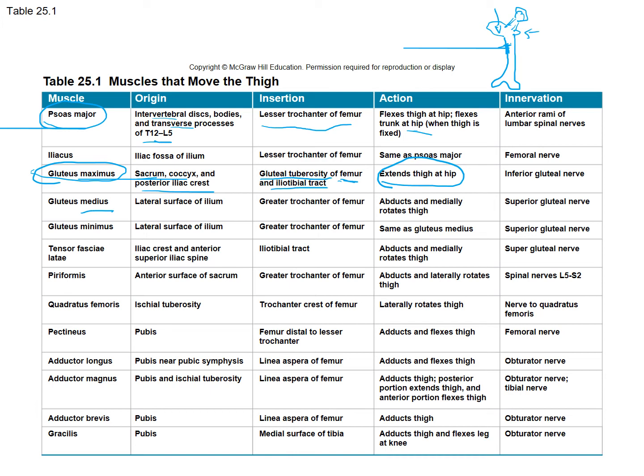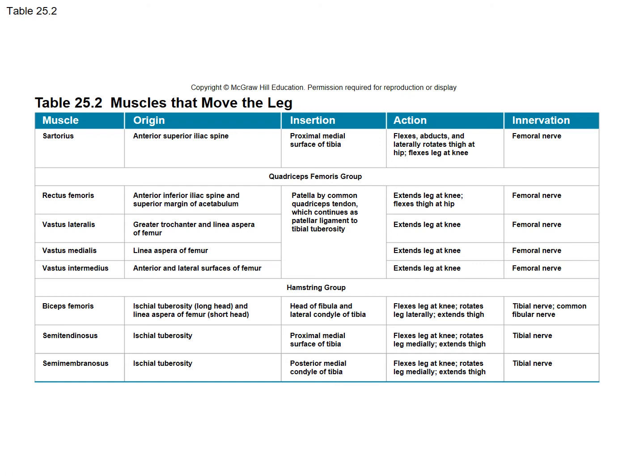Gluteus medius helps to abduct and medially rotate the thigh. Gluteus minimus is the same as gluteus medius. So the only one of the glutei that extends the leg or the hip is the gluteus maximus. The other two abduct and medially rotate the thigh. Sartorius, the long one: origin is the anterior superior iliac spine, and insertion is the proximal medial surface of the tibia. Action: flexes, abducts, and laterally rotates the thigh at the hip and flexes the leg at the knee.